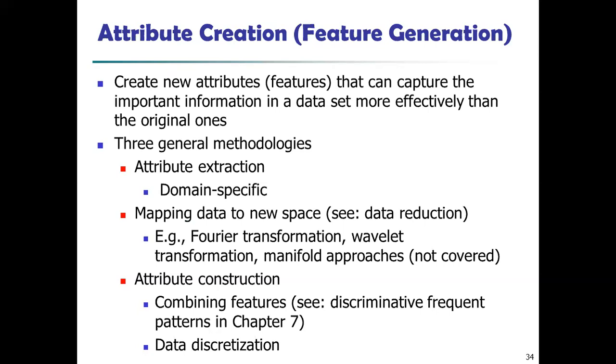Attribute extraction means the attributes you want to specify, so that is domain specific. Mapping data into a new space, where you have to store the data, like Fourier transforms and manifold approaches, you have to use in attribute creation. That is data reduction. Final one is attribute construction, combining features, discriminative frequent patterns and data discretization. So these are the methods you have to use for attribute creation.